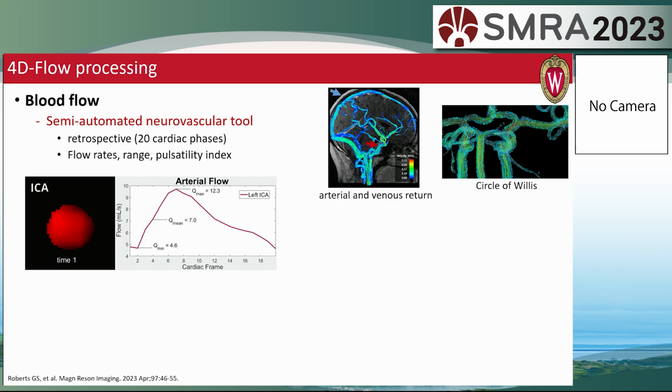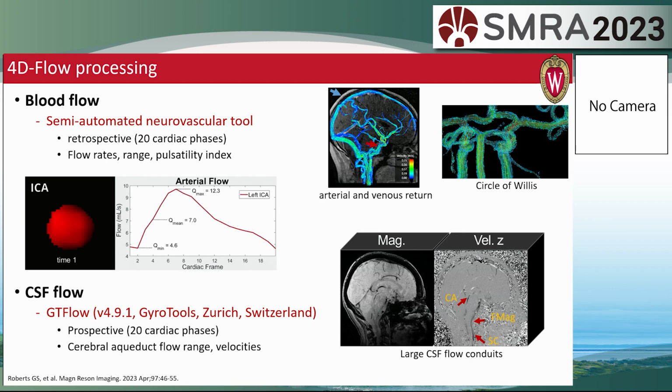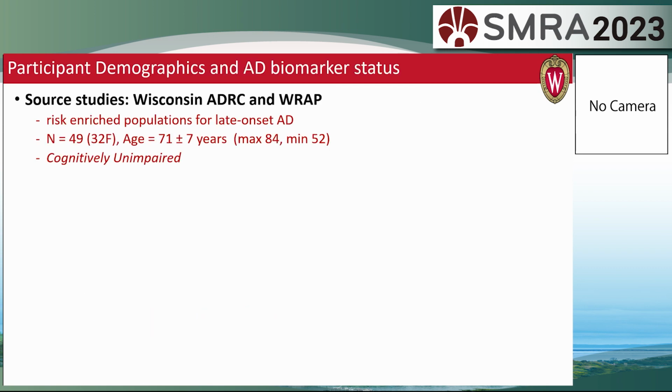We performed standard 4D flow processing. In blood flow imaging, data were retrospectively gated to 20 cardiac phases. CSF flow data was acquired using prospective gating, but then interpolated to 20 cardiac phases. Our participants were recruited from the Wisconsin Alzheimer's Disease Research Center and the Wisconsin Registry for Alzheimer's Prevention. These are risk-enriched populations for late onset Alzheimer's disease.